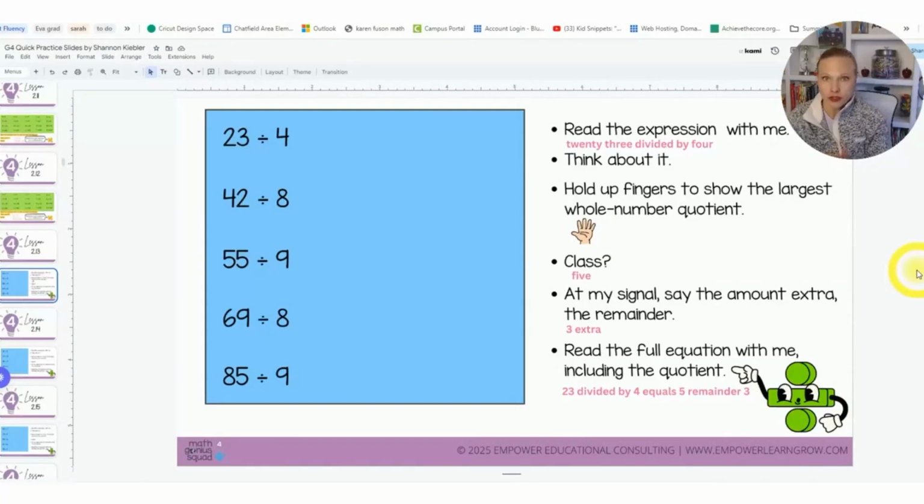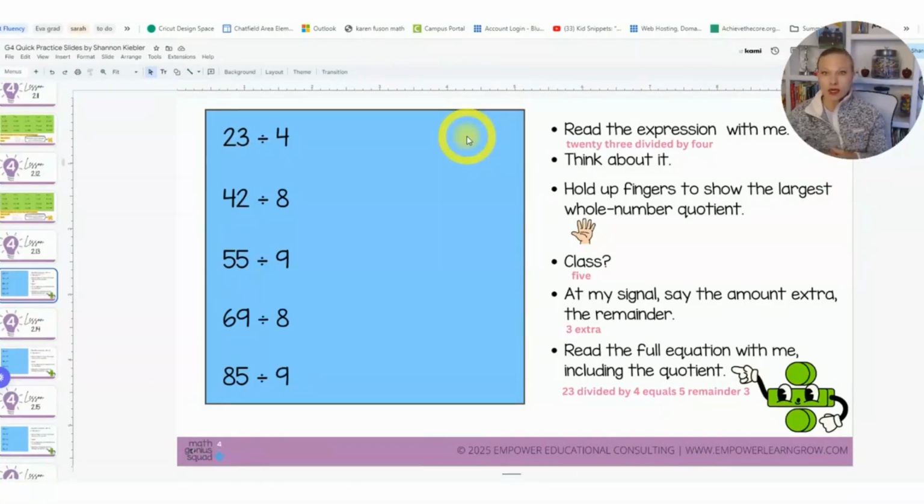Fourth grade, Unit 2, Lesson 13. We now start a new quick practice. We are continuing to work on multiplication facts while also preparing for what's coming up with our long division unit. So students, read the expression with me. 23 divided by 4. Think about it.